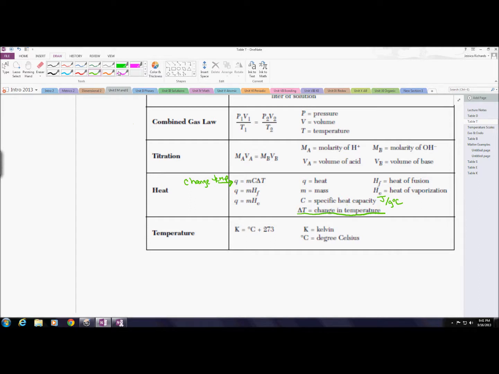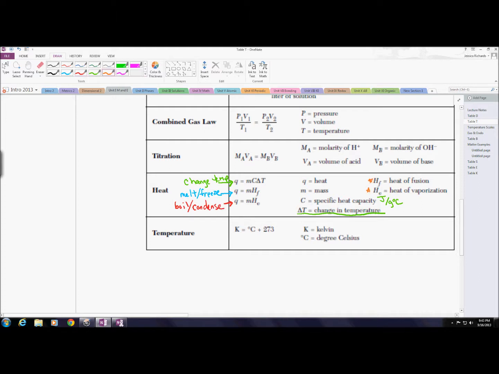The next equation on that list is Q equals mH sub F. This one we are going to use when something either melts or freezes. H sub F, heat of fusion. This is also a constant. Specific heat's a constant, heat of fusion's a constant, heat of vaporization is a constant. And heat of vaporization is used for exactly what it sounds like. For when we boil the substance or when we let that substance condense back down.